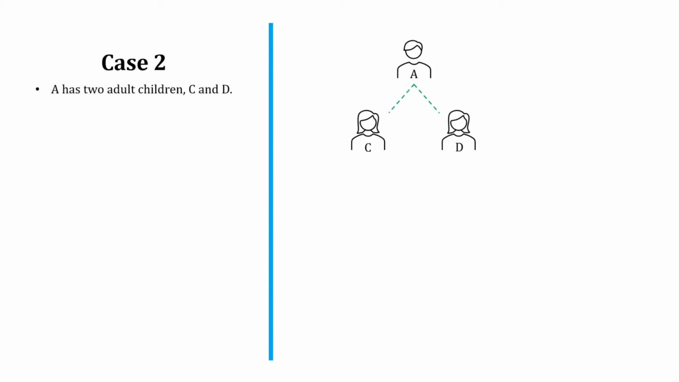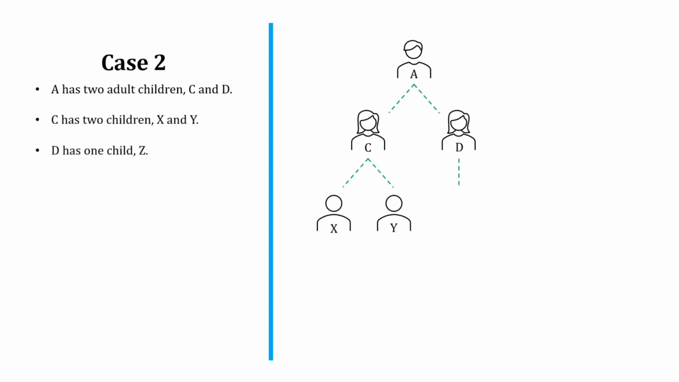Case 2. A has 2 adult children, C and D. C has 2 children, X and Y. And D has 1 child, Z. Once again, C and D are related, and X and Y are related. They are siblings. Aunts, uncles, nieces, and nephews are not related according to the ITA.